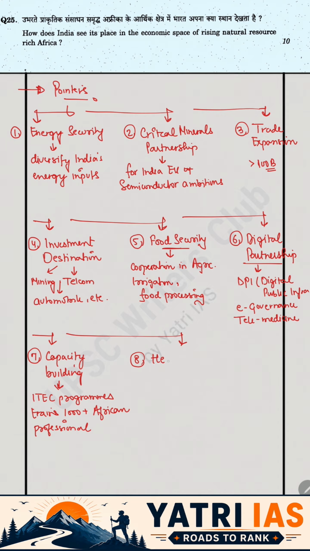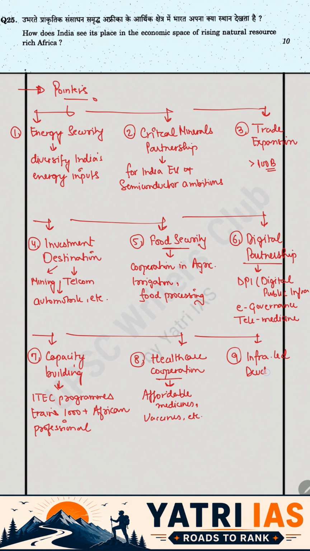Then we could build healthcare cooperation for affordable medicines, vaccines, etc. Then you could mention the relationship can also develop for infra-led development. Both the countries can help each other by building so much of infrastructure, and India could provide concessional line of credit as well.